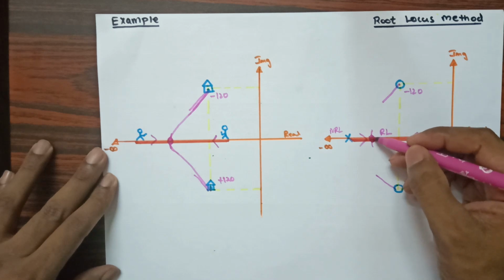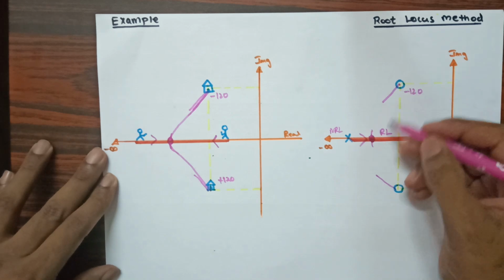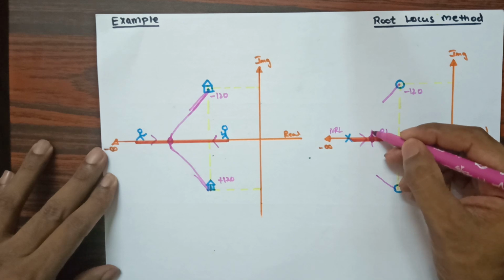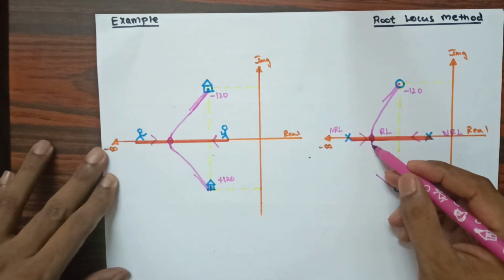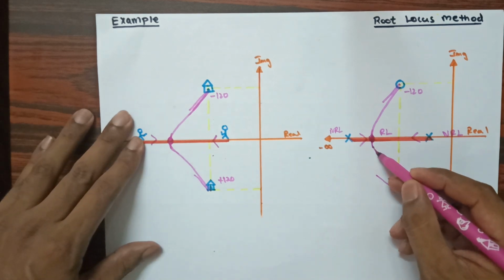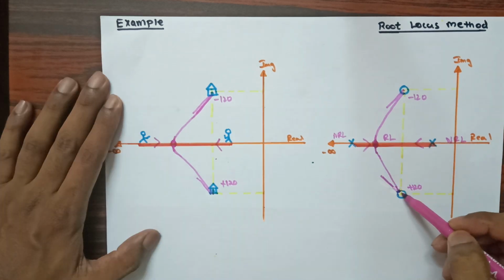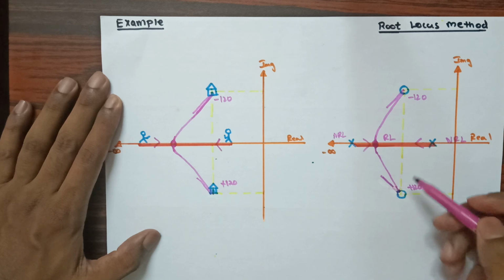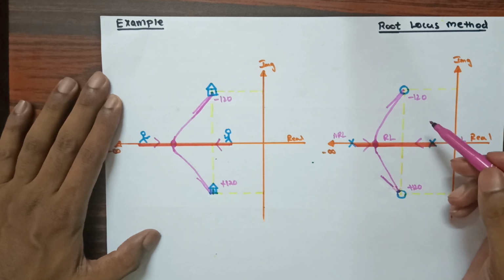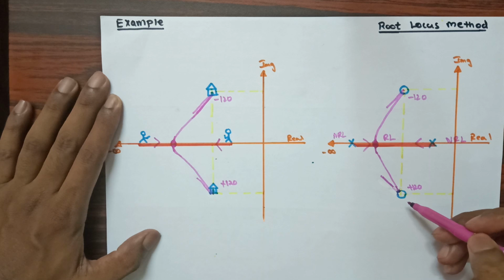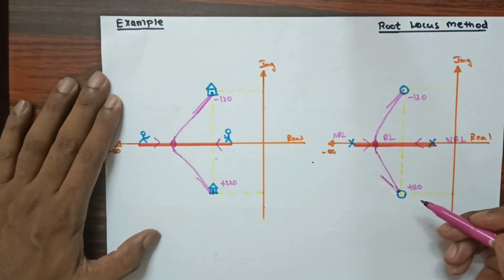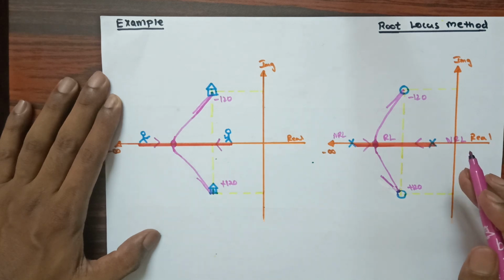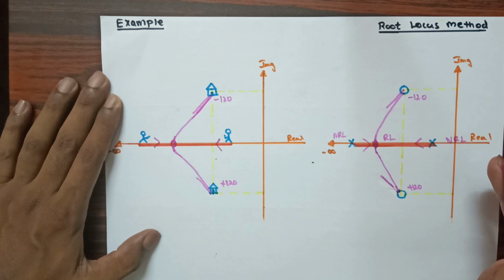Now this pole is going to end with this zero by following this angle, and here in the same way this pole is going to end in this way at this zero by following this angle. So you can see here when complex zeros are there we are going to calculate the angle of arrival. If complex poles are there then we are going to calculate the angle of departure. So these are the certain examples of the root locus method.